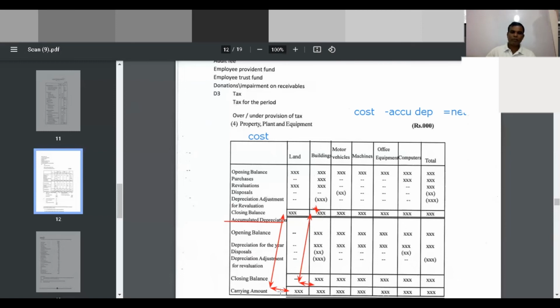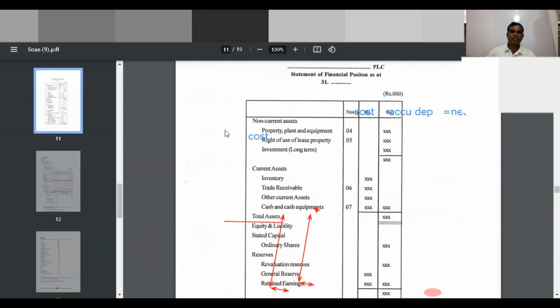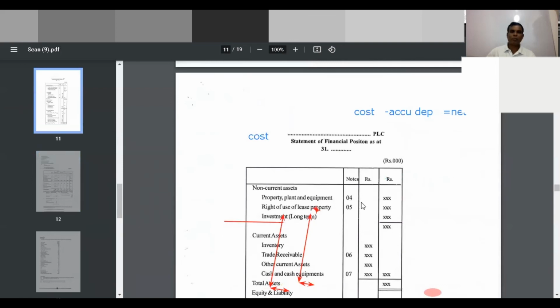Now, the carrying values total should be taken here. This is the value that should be recorded in the crossword. All values should be recorded. That carrying value should be taken to the financial position as property, plant, equipment. Can you understand?